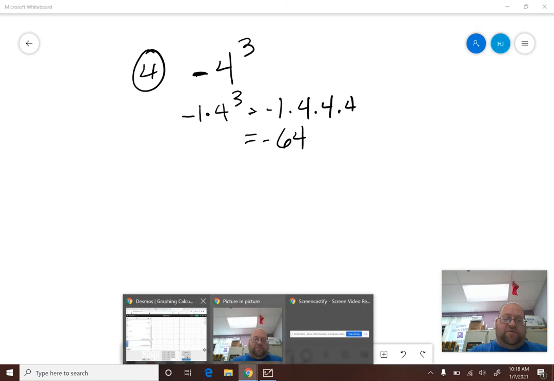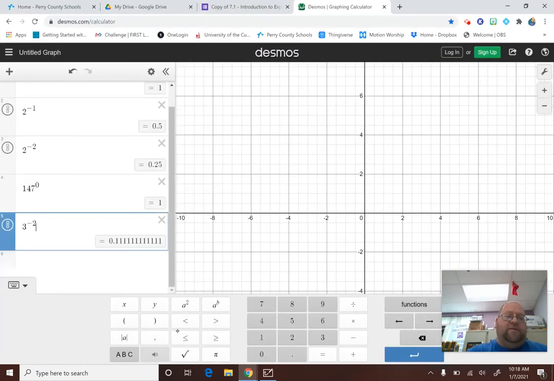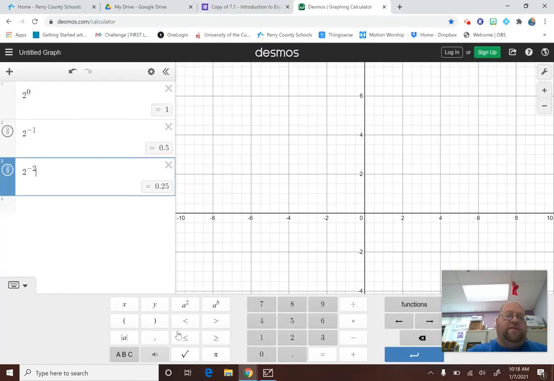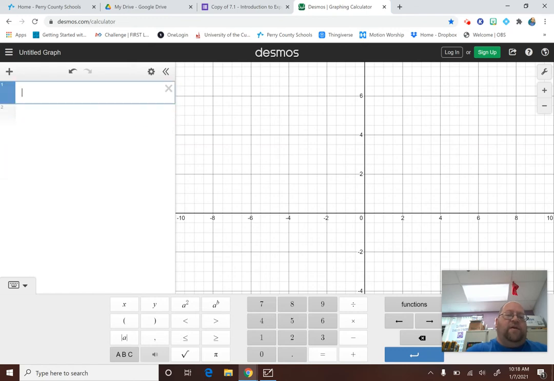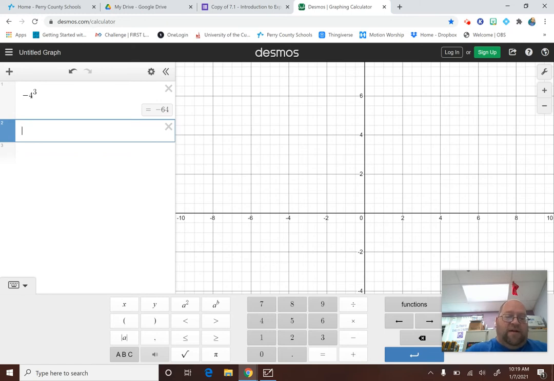Let's go back to Desmos real quick, and I'm actually going to clear out some of this other stuff out of the way. And let's go ahead and write it exactly like I did when I wrote the problem. So negative 4 raised to the 3rd power. And notice what it gives me. It gives me negative 64. Now let's say, for example, I just decide on my own that, well, I think this needs some parentheses around it. So I'm going to say negative 4, and I'm going to raise that to the 3rd power. I want you to notice it's still negative 64.